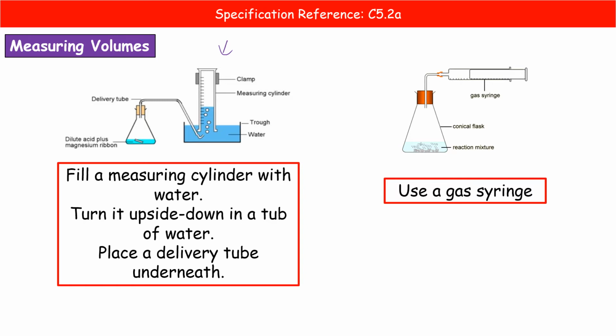How can we make it even better? Quite simply, we use a gas syringe. So if they give you either counting bubbles or using an upturned measuring cylinder and ask you how you could improve the experiment, use a gas syringe is the simple answer that gets us the mark.